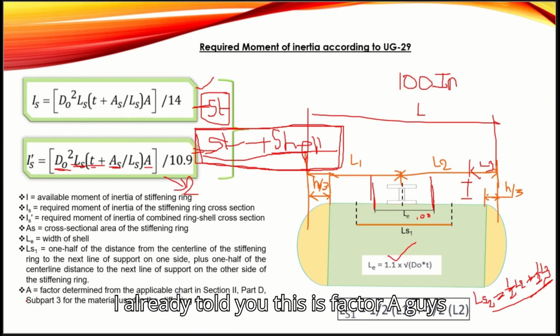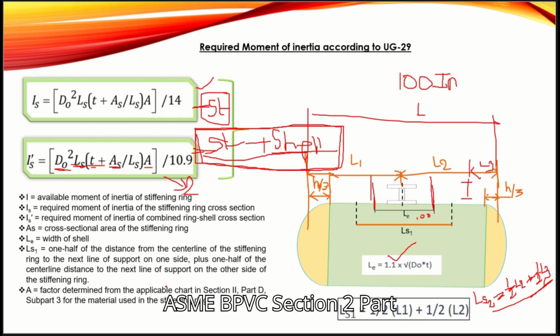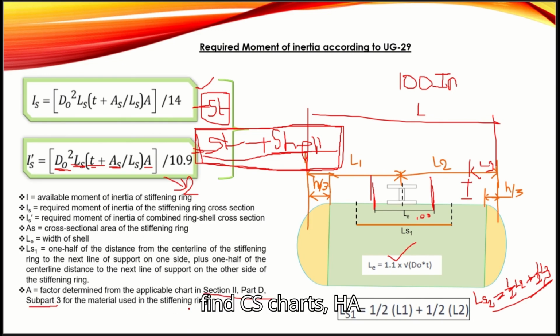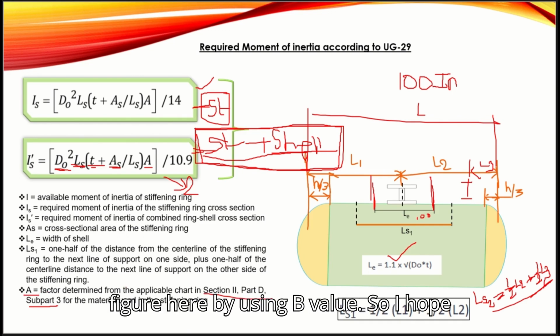So if I already told you this is factor A, guys, which is determined from figure G in ASME BPVC Section 2, Part D, Subpart 3. If you go there, you will find CS charts, HA charts. So in the charts, you will find the figure by using the B value. So I hope up to here it is clear.